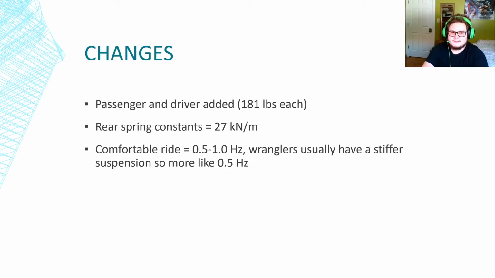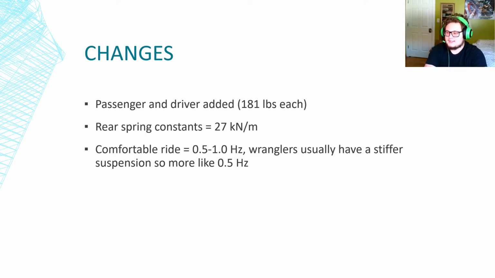The rear spring constants are going to be changed to 27 kilonewtons per meter, and that's just because some people like to have stiffer springs in the rear and softer in the front. So when the car runs over potholes or something, the front wheels will have as much contact with the ground as possible, and it'll kind of hug the ground. And then the rear, if it's stiffer, it's going to give you more control when turning and maneuvering.